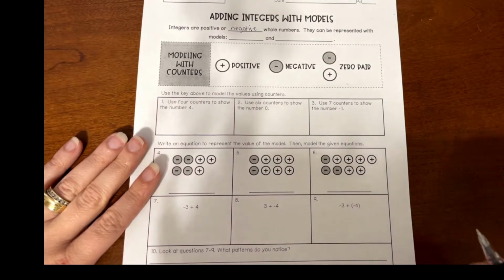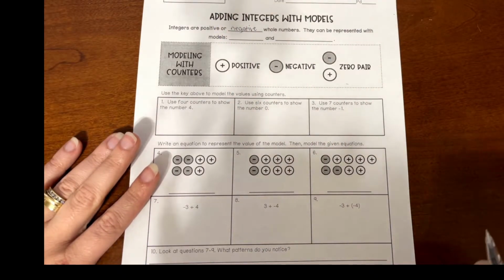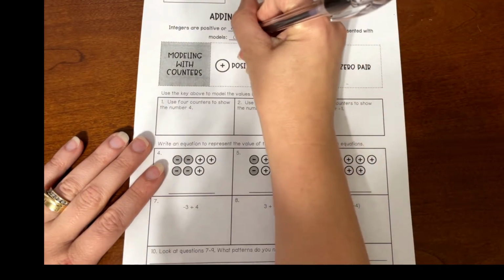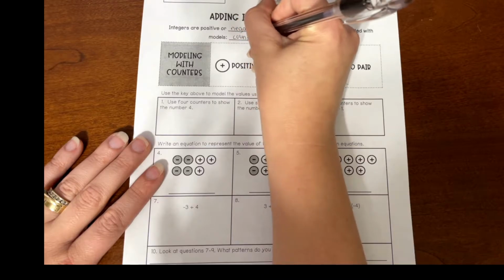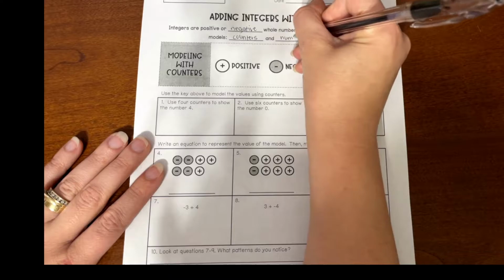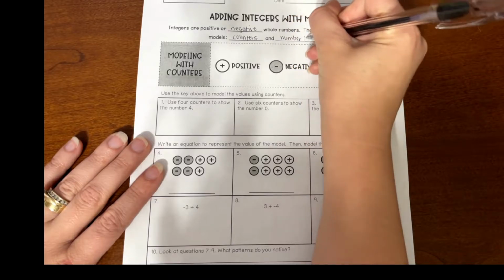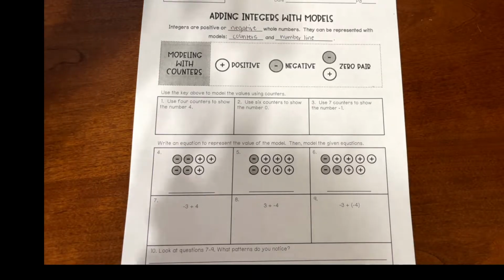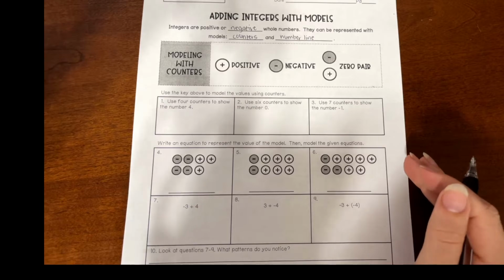So the first thing that we're going to talk about is that integers are positive or negative whole numbers, and they can be represented with two different types of models or drawings. First, we can use counters, which will be the first thing we talk about, or we can use a number line. So we're going to look at both of these kind of examples today. The first example is modeling with counters.